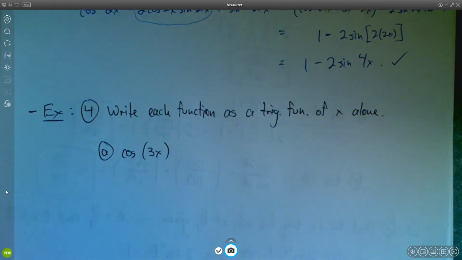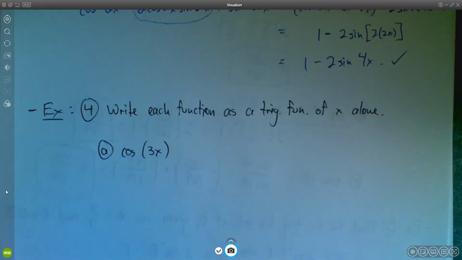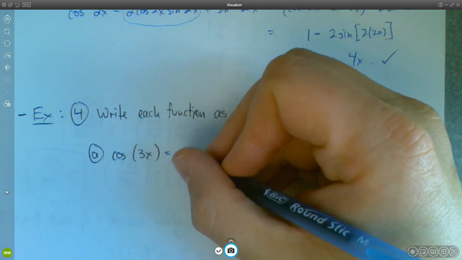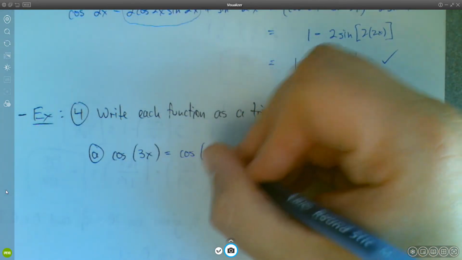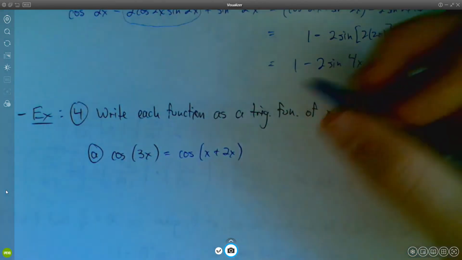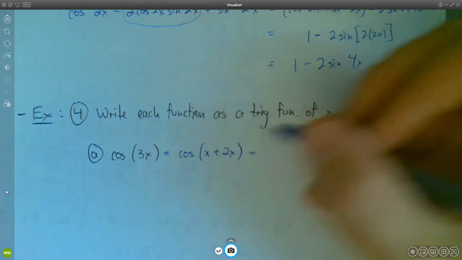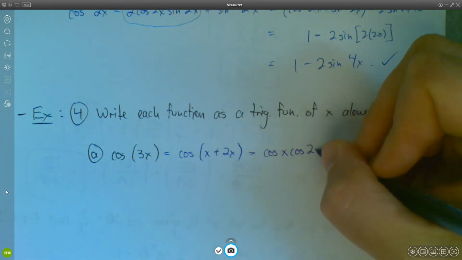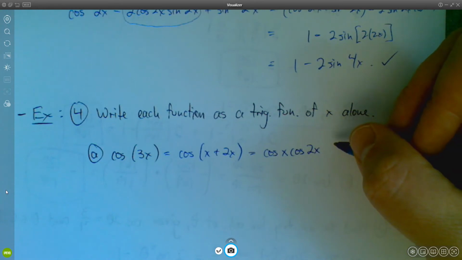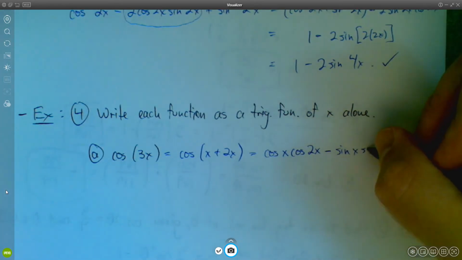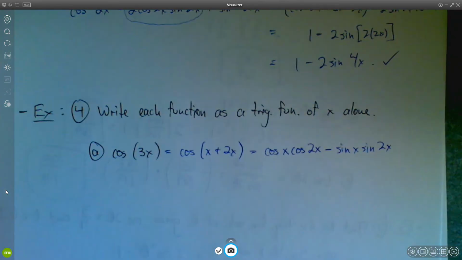Okay, so here I go. I think I'm going to have to use a sum formula here. I think I'm going to have to treat this like cosine of x plus 2x. And then I can apply the sum formula, right? Cosine a plus b is cosine a cosine b minus sine a sine b. Okay?